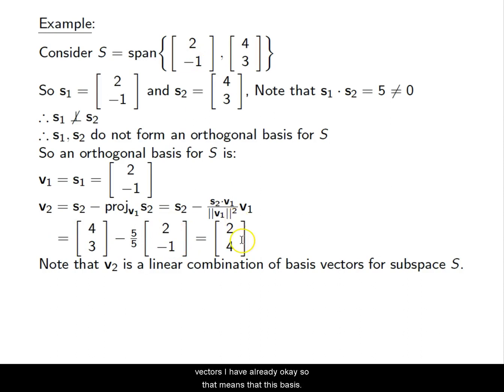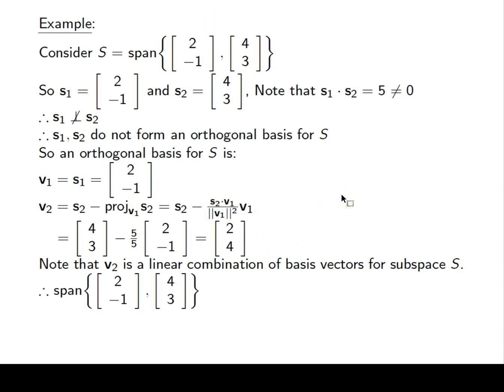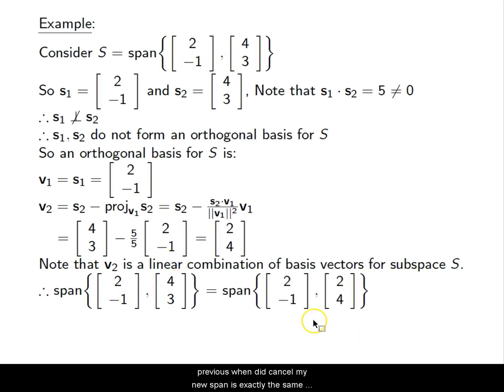Okay, so that means that this basis spans the exact same space that this does in the exact same way, because this new vector that I have is a linear combination of the ones from the original basis. It's just now that I've combined them in a linear combination so that they are orthogonal to each other. Okay, so I made a new vector that's a linear combination of the old two, so that new vector is orthogonal to the first original vector that I had. So that means that this spans the exact same space that the previous one did.